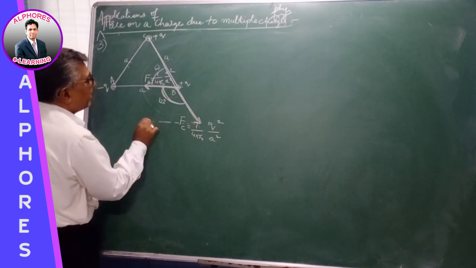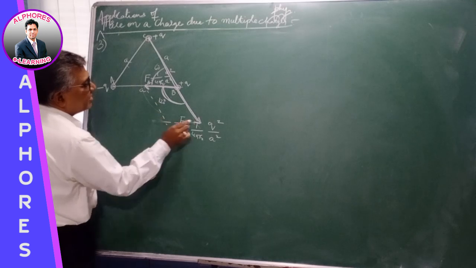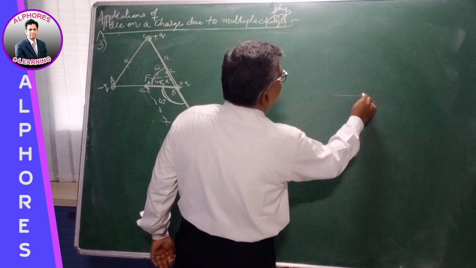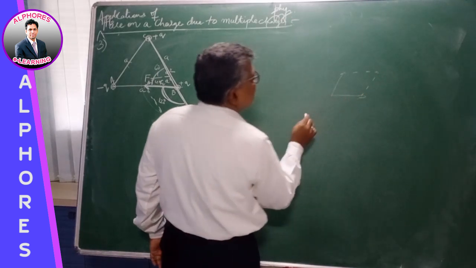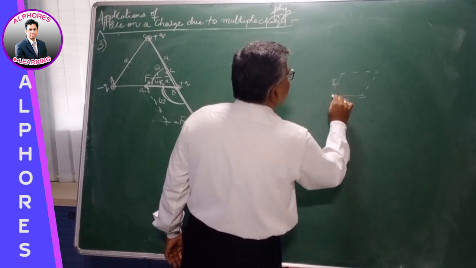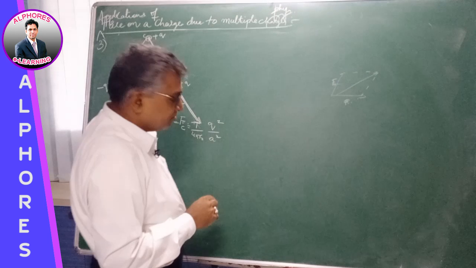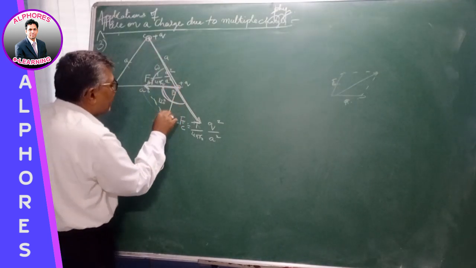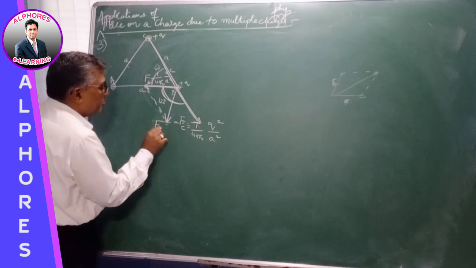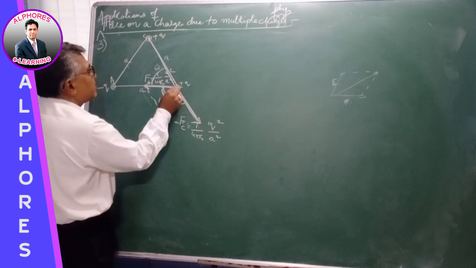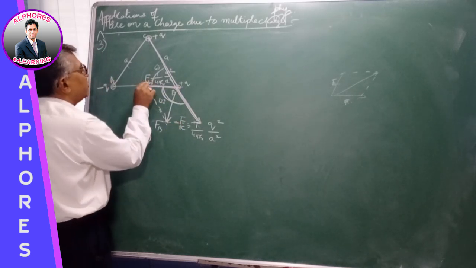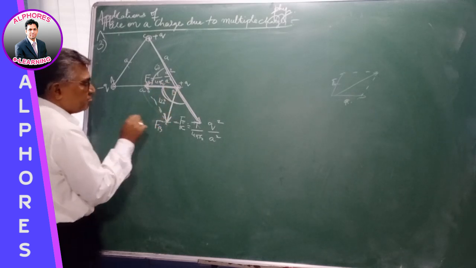If I complete the parallelogram, this is the parallelogram. According to the parallelogram law of vectors, if two vectors are represented as two adjacent sides, like this is F and this is F, then this is A and this is B, the resultant is R bar, the diagonal. So this diagonal represents the resultant. So this is the resultant vector on B. This is the force on B due to C, this is the force on B due to A. Now this is the resultant force on B, F.